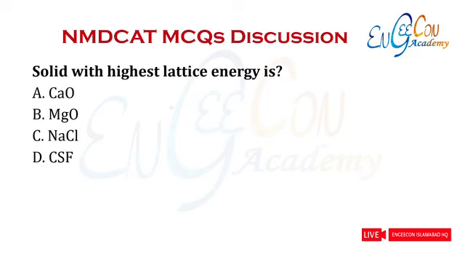Solid with highest lattice energy is, so we have lattice energy that is directly proportional to charge on the ions and inversely proportional to size. Now if we compare magnesium oxide and calcium oxide, the size of magnesium is lower, so it has higher lattice energy than calcium oxide, so we rule out calcium oxide here. Now NaCl, sodium has only +1 charge compared to magnesium which is +2, so we rule out sodium here. Cesium has a greater size and +1 charge, so we also rule out cesium here, so B is the correct option.